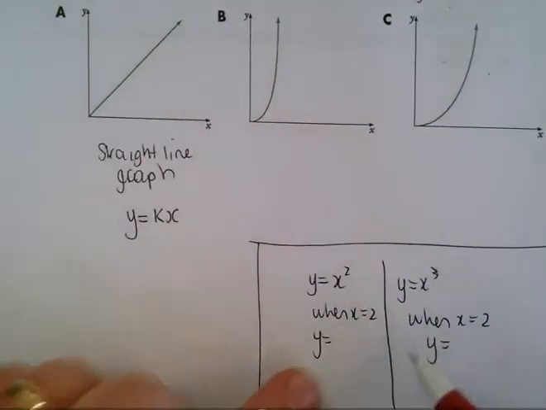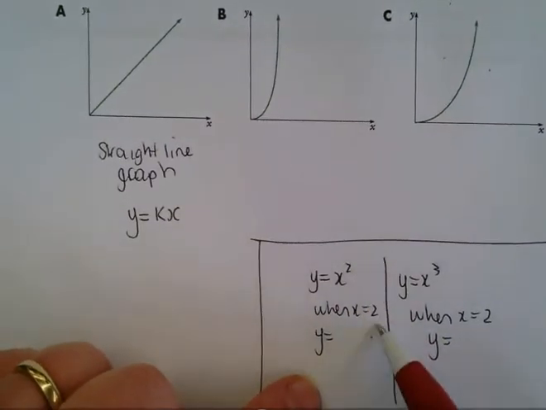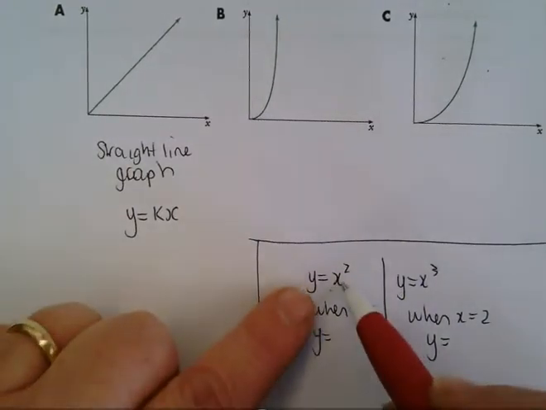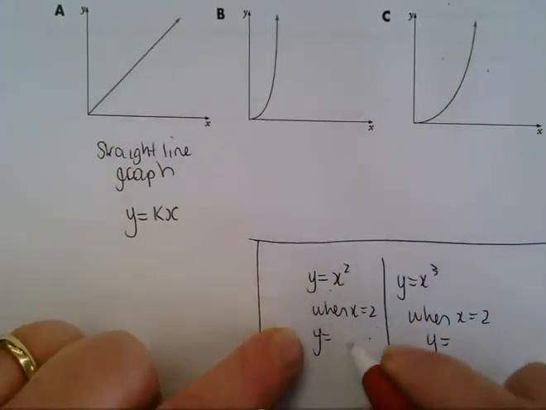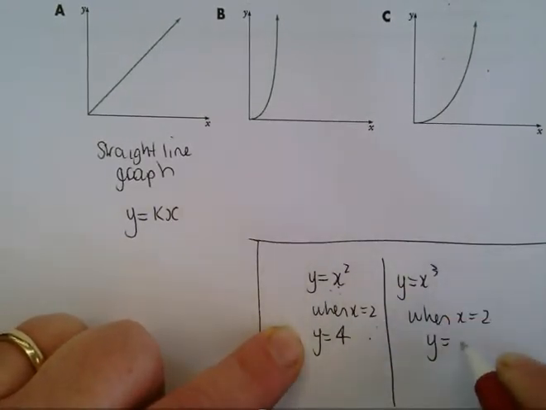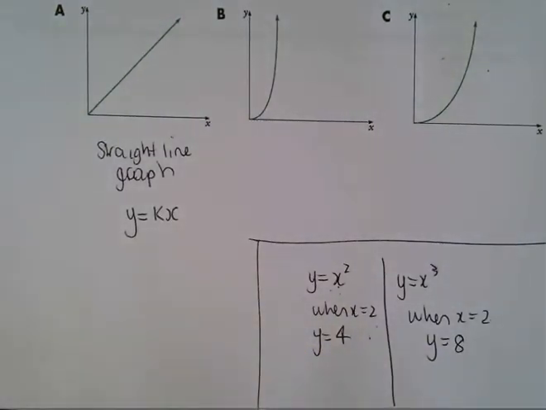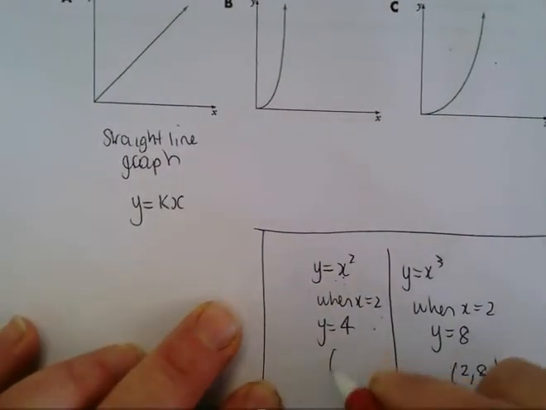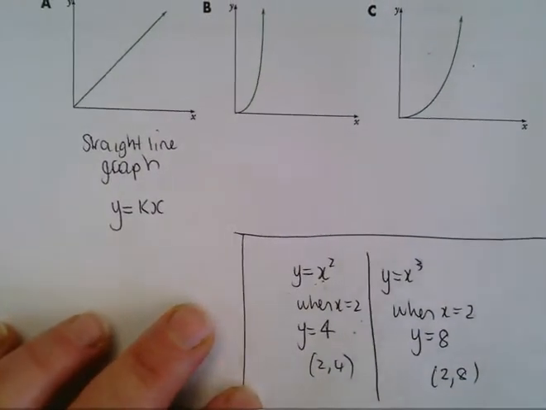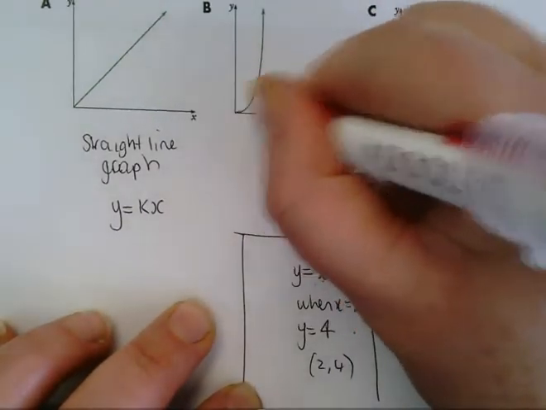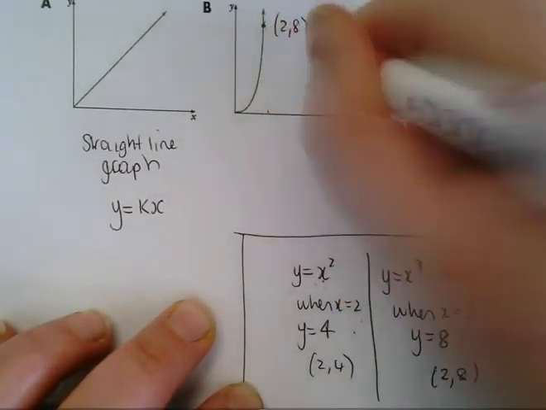Well, let's just do a substitution. Let's say you have the curve y equals x squared and y equals x cubed. When x is 2 for the graph y equals x squared, what does y equal? If you substitute x is 2. And for this one, when x is 2, what do you get for y? You get 8. 2 cubed is 8. So in other words, you might have the point (2, 4) on one graph, and on the other curve the point (2, 8). Do you sort of get what I'm doing here?